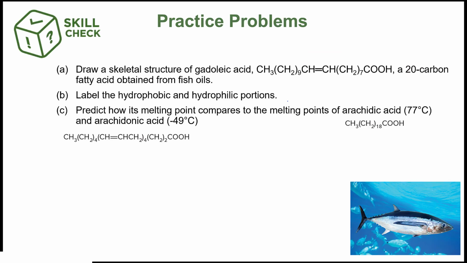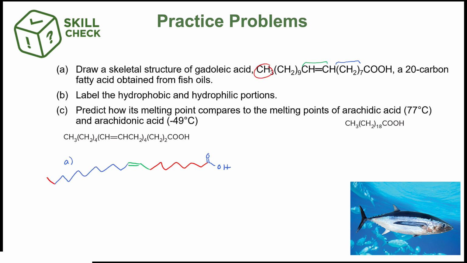So we're going to draw a skeletal structure of gadoleic acid, which has the condensed structure there. It's a 20 carbon fatty acid chain from fish oil. So I'm going to start with my carboxylic acid. And then here we have CH2, so 1, 2, 3, 4, 5, 6, 7. I have a carbon-carbon double bond, and it's usually cis, and here there's CH2s. There's 9 of those, so 1, 2, 3, 4, 5, 6, 7, 8, 9, and then a CH3.